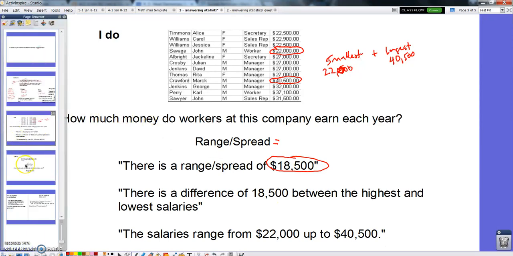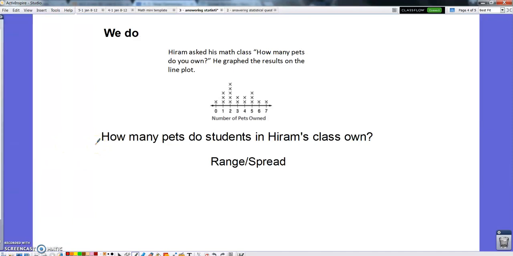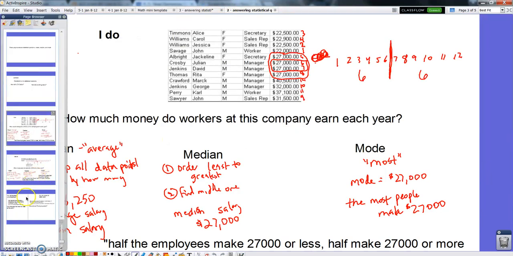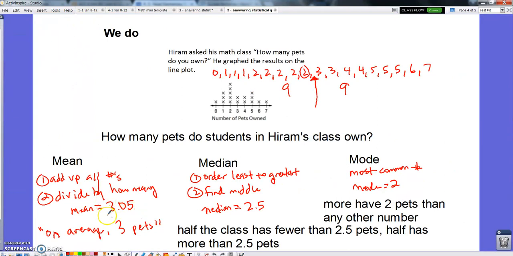Okay, let's do one together. Either open to your new page or open back up to this one that we did yesterday. How many pets do students in Hiram's class own? Yesterday we answered that question 3 ways. We said the average student has about 3 pets, a little more than 3 pets per student.